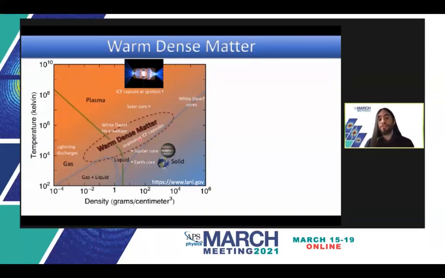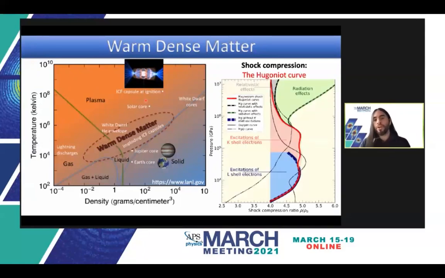These conditions are relevant to study the interior of large exoplanets, as well as the conditions relevant to inertial confinement fusion. And one of the most common ways to access these states of matter is through the Hugoniot curve, which is basically the collection of thermodynamic states that are generated when you launch a shock into a material. And in this curve, we can actually observe some features that can tell us about the excitations of the different electronic shells. And this will be the main focus of this talk.